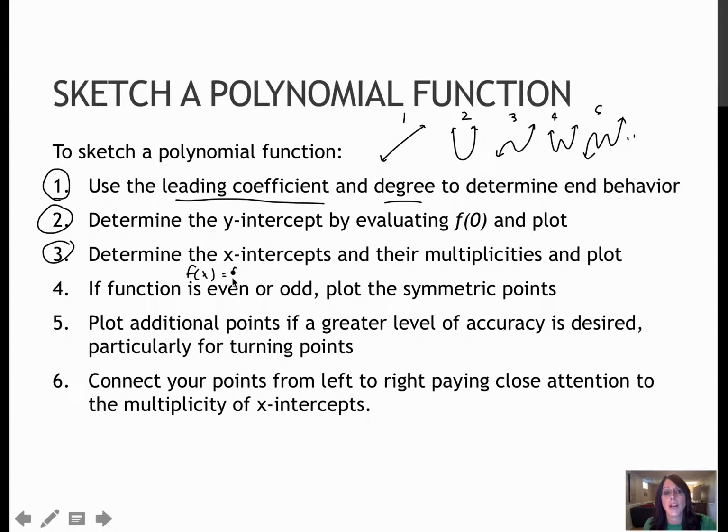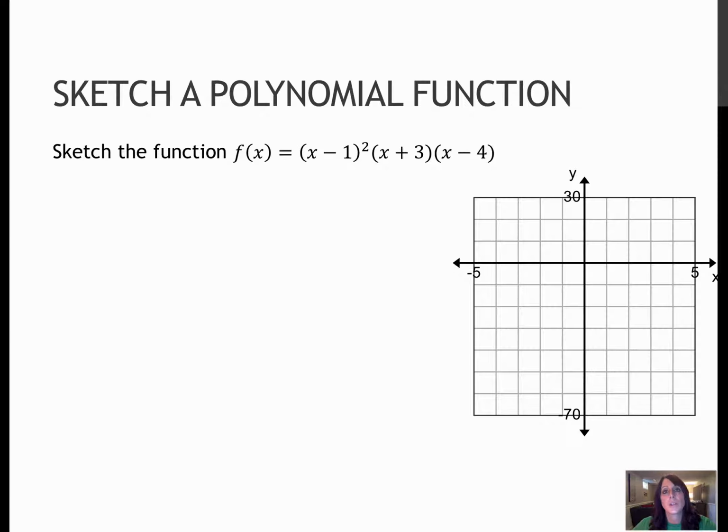If I need more points, I'm going to basically plug in values. I'm particularly going to do that for turning points. So if it's between two x values, I'll probably plot some point in between to see how low the graph will go, etc. And then of course I'm just going to connect my points from left to right, paying close attention to the multiplicity of the x-intercepts and what that does to them. So let's do this one together.